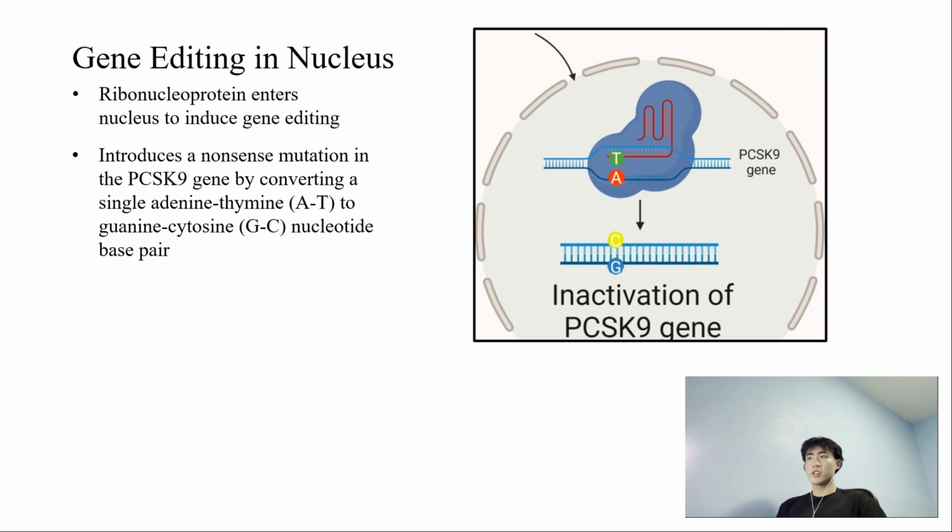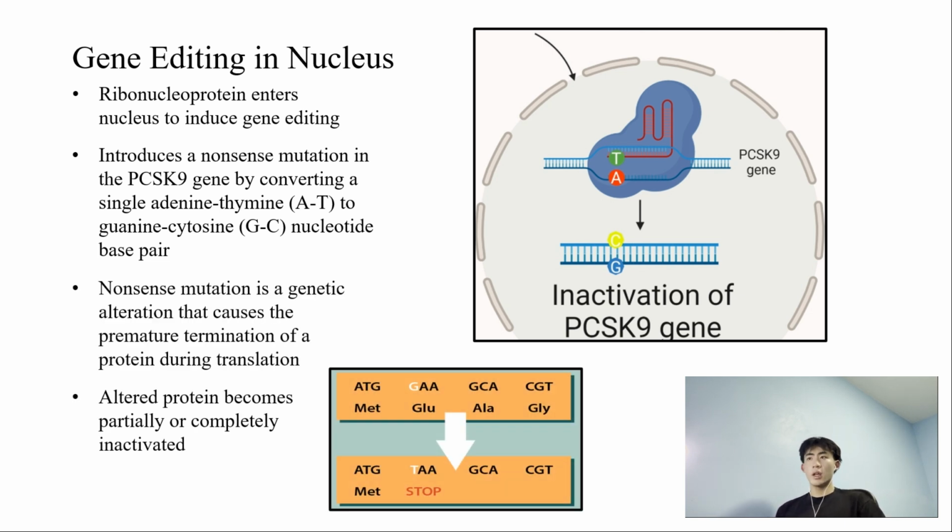It introduces a nonsense mutation in the PCSK9 gene by converting a single adenine-thymine to a guanine-cytosine nucleotide base pair. A nonsense mutation is a genetic alteration that causes premature termination of a protein during translation. Altered proteins become partially or completely inactivated. Basically, it turns a codon into a stop codon.